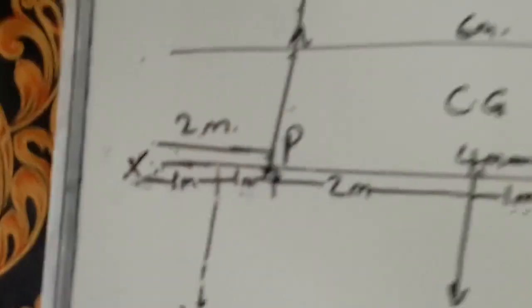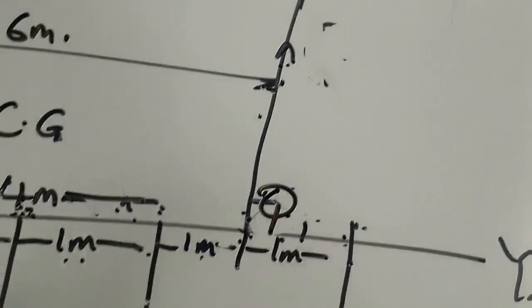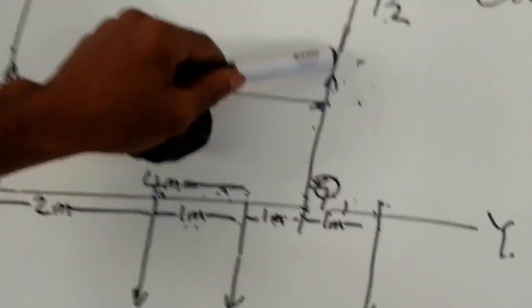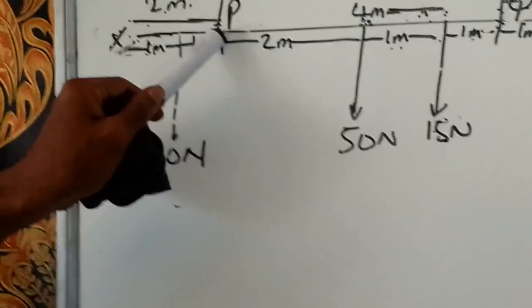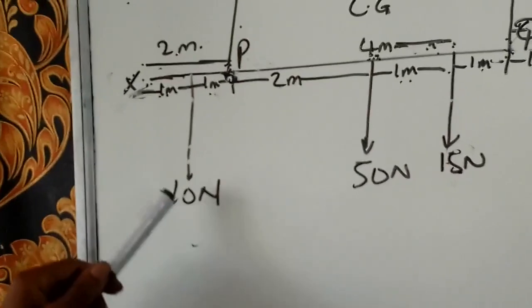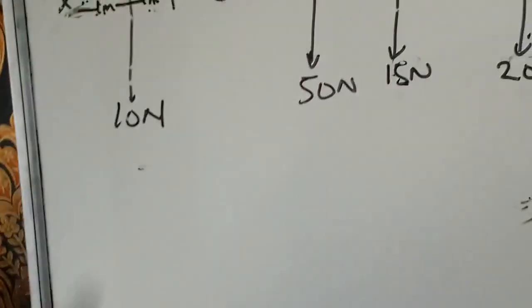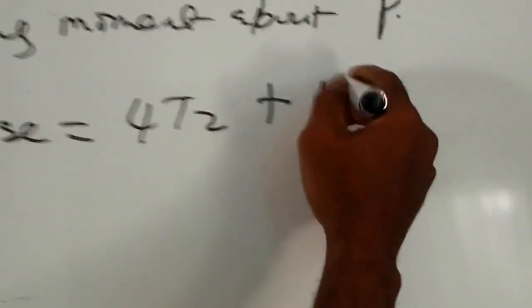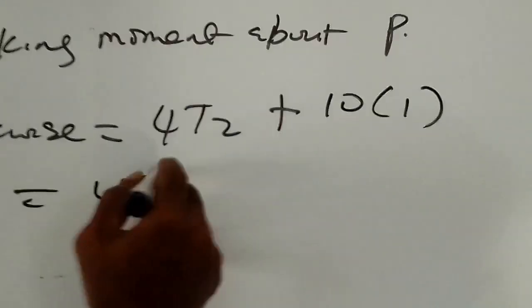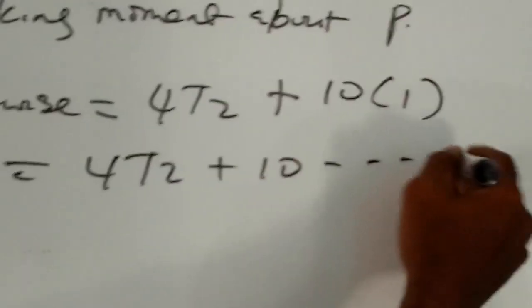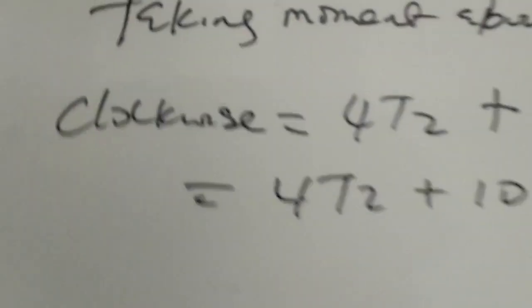That gives us 4D2 plus which other force would move in a clockwise manner with this T2? I told you the force that will move in the same manner as this T2 will be the force that exists before the point where we take the moment, and that is the 10 Newton force. So it's going to be 10 Newton times the distance to the pivot, which is 1 meter. That becomes plus 10 times 1. Now that gives us 4D2 plus 10. This is the expression for our clockwise moment.